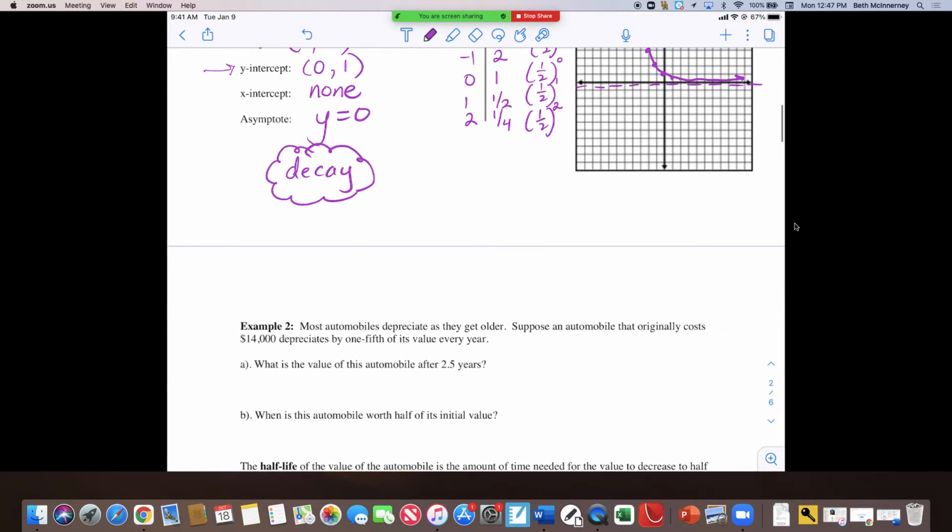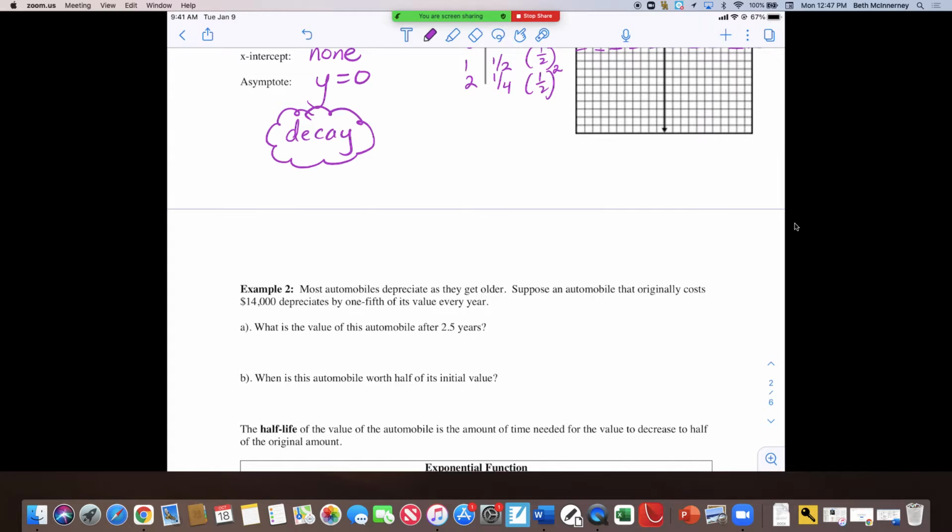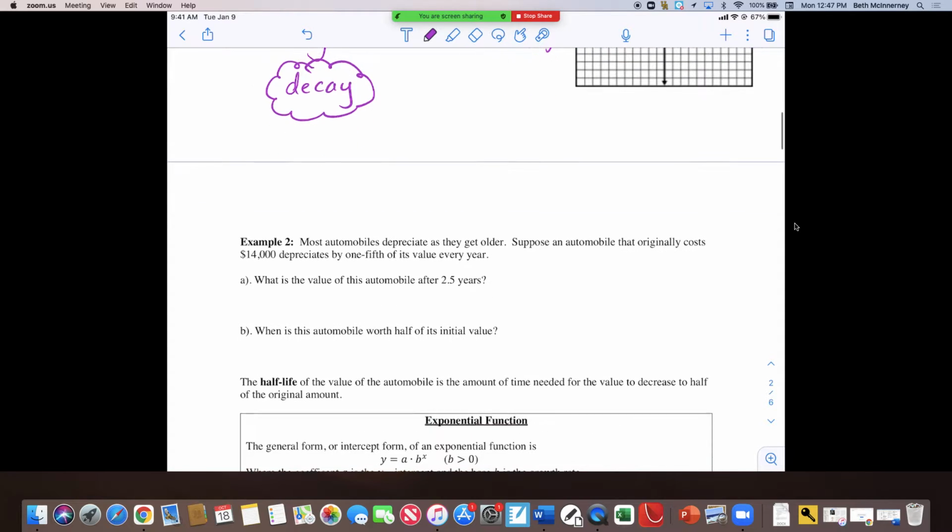All right, so let's look at some applications. Like, who cares? Who wants to look at an exponential function? Well, you use them in a lot of places in the real world. Money, if you invest money or put money in your savings account, that is exponential. Bacteria growth is exponential. Lots of different possibilities of where you see these. So let's look at example 2 together.